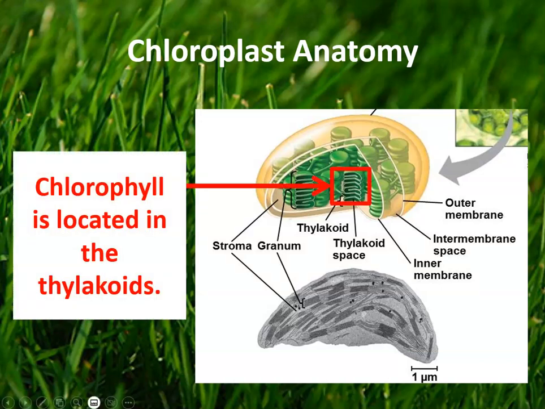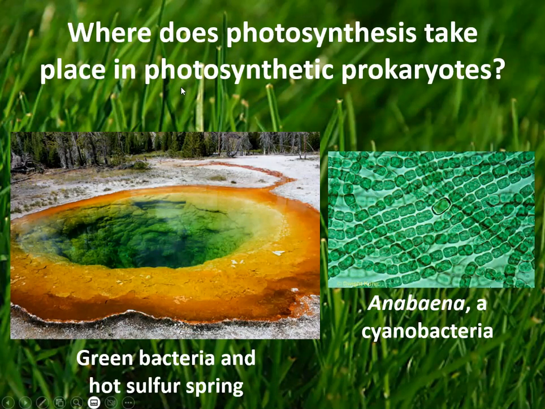If I forgot to mention, here's a reminder, the chlorophyll is located in the thylakoids, and that's why they're depicted as green here, to show this is where those pigments are found. But remember, I mentioned that chlorophyll is not the only photosynthetic pigment, and you can see an example of that being true in the hot sulfur springs, such as the one shown on the left here.